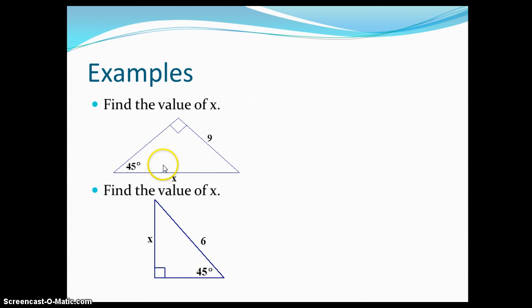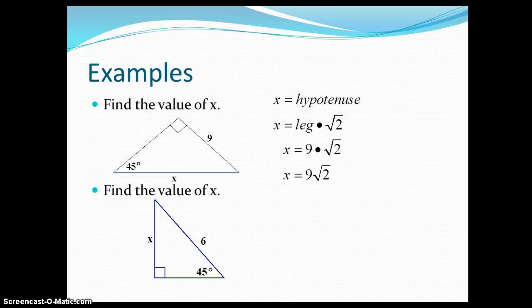Well, x is the hypotenuse in this triangle. So 9 is going to be our leg. So to find the value of x, it's going to be the leg times square root of 2, or 9 times square root of 2, which is 9 square root of 2. So x is 9 square root of 2. We don't need to use the Pythagorean theorem to find this value.